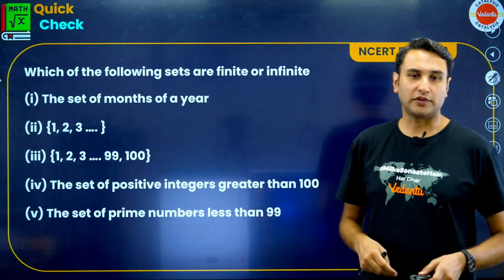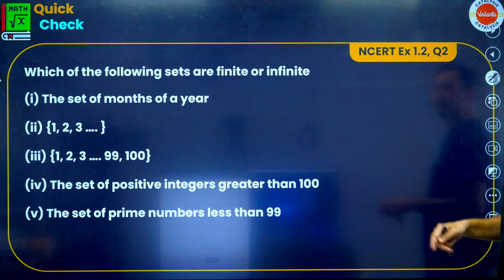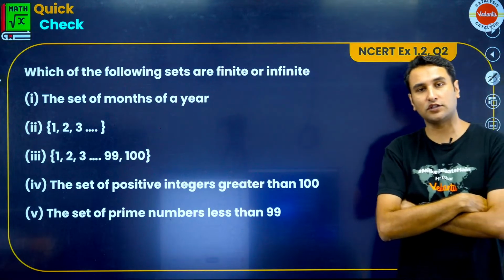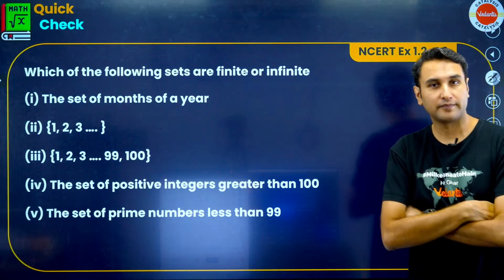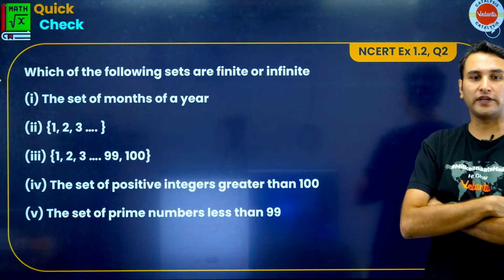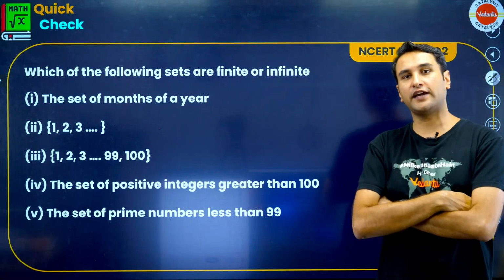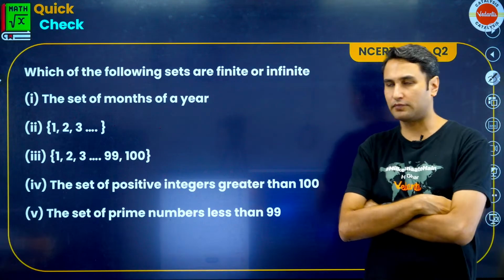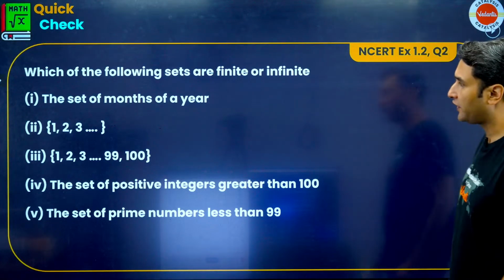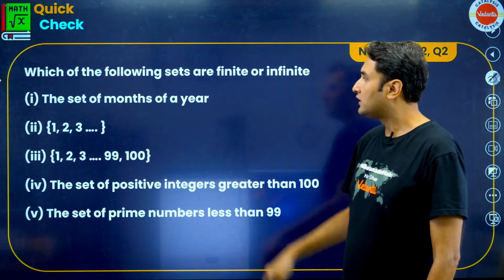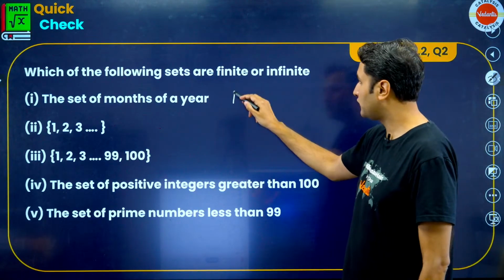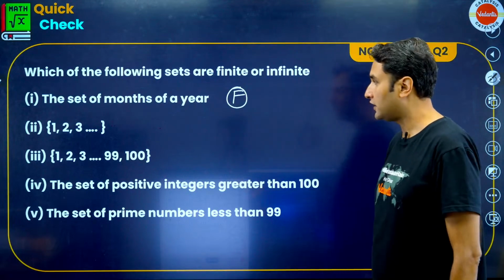Got it? All these are infinite sets. Now let's do an example. This is your NCERT Exercise 1.2, question number 2, just to give you a sense of the kind of questions which come. Okay? Look at this. Which of the following sets are finite or infinite? Very simple. You can do it quickly, verbally. Just write finite or infinite. The set of months of a year: finite, 12. So this is finite, right?